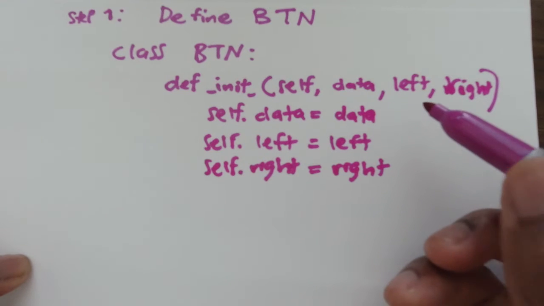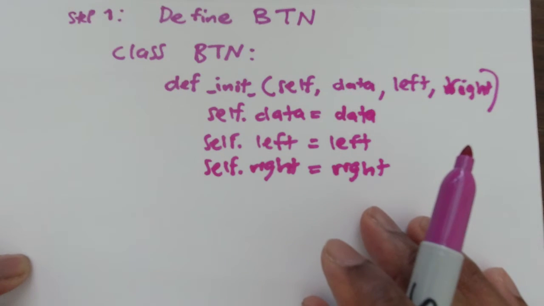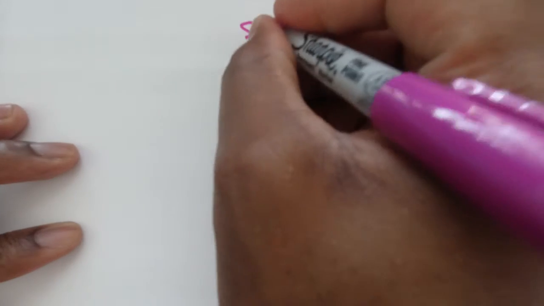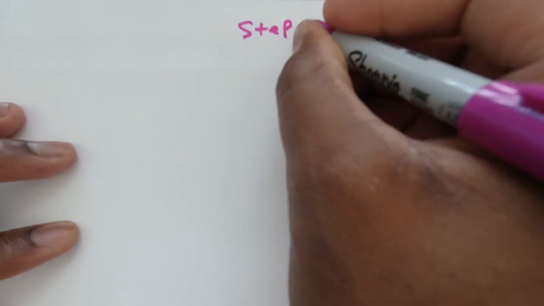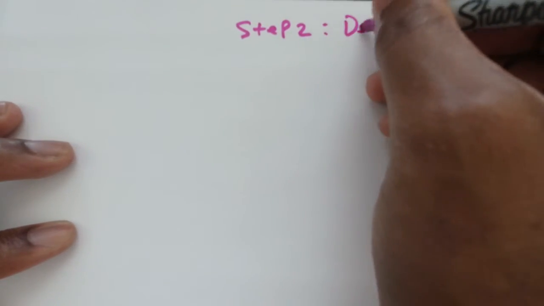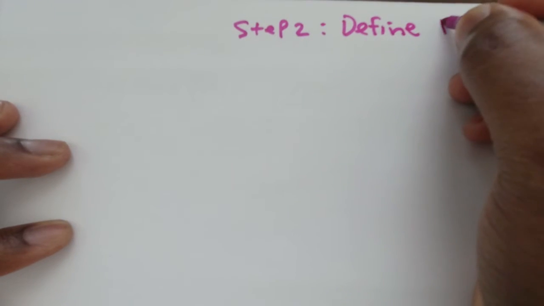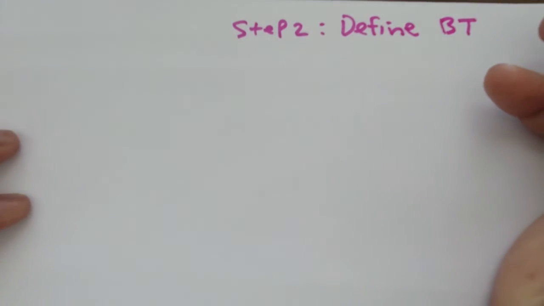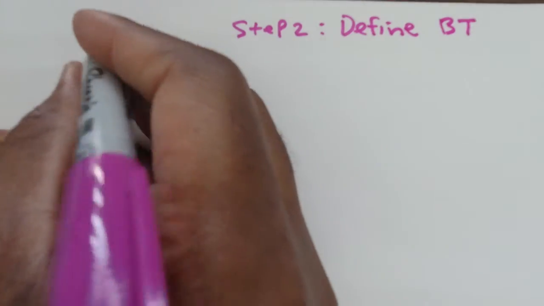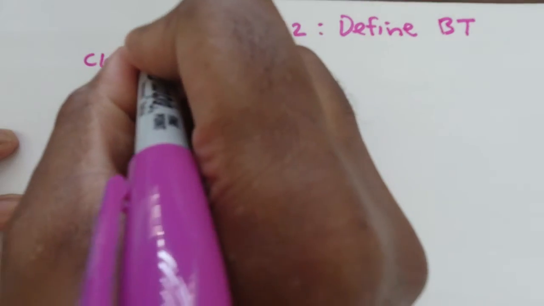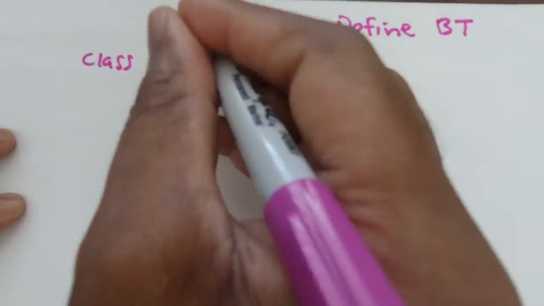So now that we have the binary tree node defined, we're going to look at how to define the actual binary tree itself. The next step is to define the binary tree. Step 2. Define, we'll call binary tree BT for short. All right, so similar to the previous step, we'll use a class and we'll do BT.